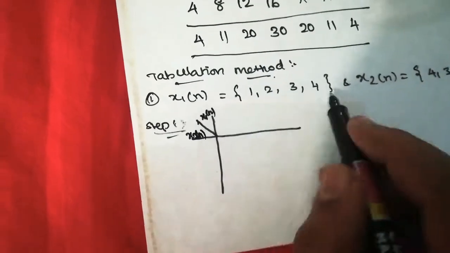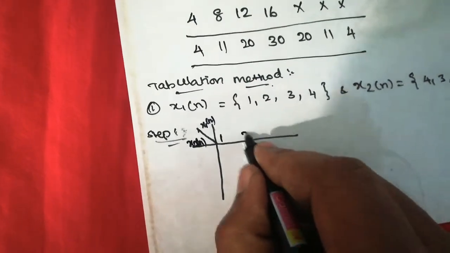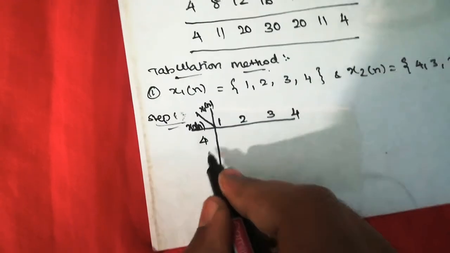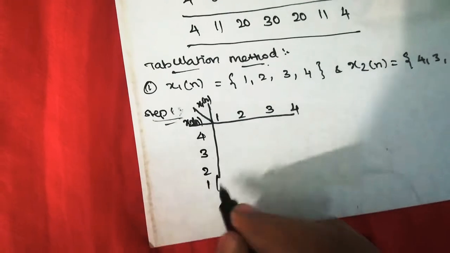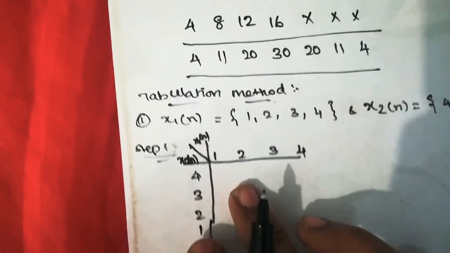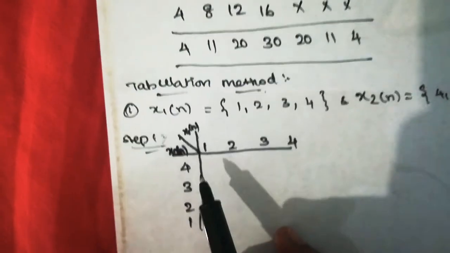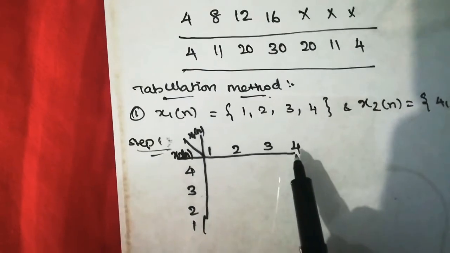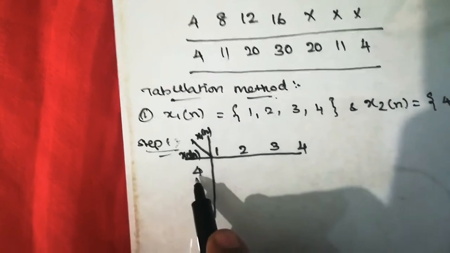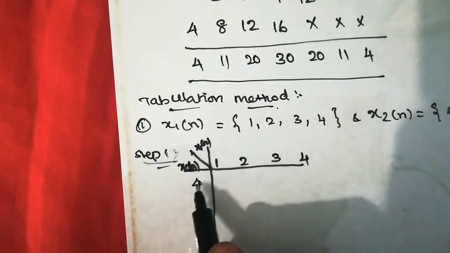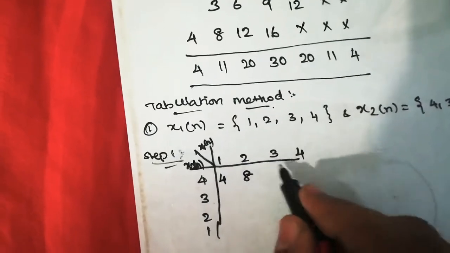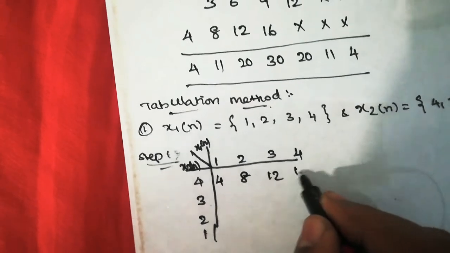So you fill the first x1 of n values: 1 2 3 4. Okay, next x2 of n is 4 3 2 1. This is step 1. The second step will be, you multiply the first number of x2 of n with all the values of x1 of n. Here the first value is 4. You take this 4 and multiply with all the values of x1 of n. So now it becomes 1 into 4 is 4, 4 into 2 is 8, 4 into 3 is 12, 4 into 4 is 16.